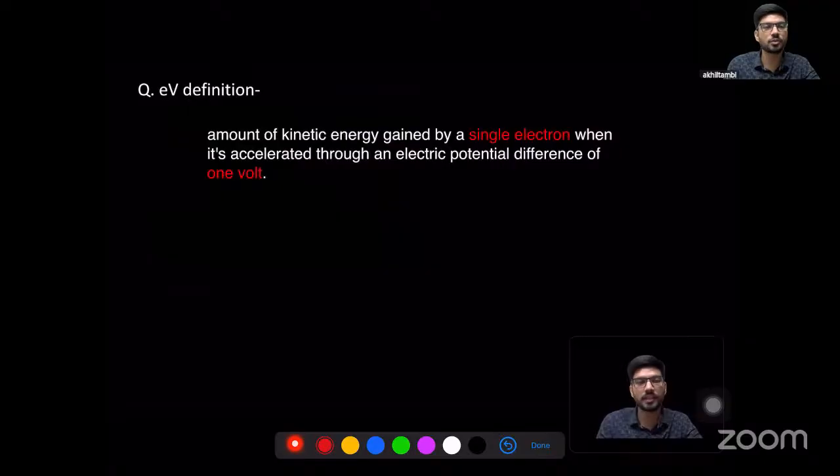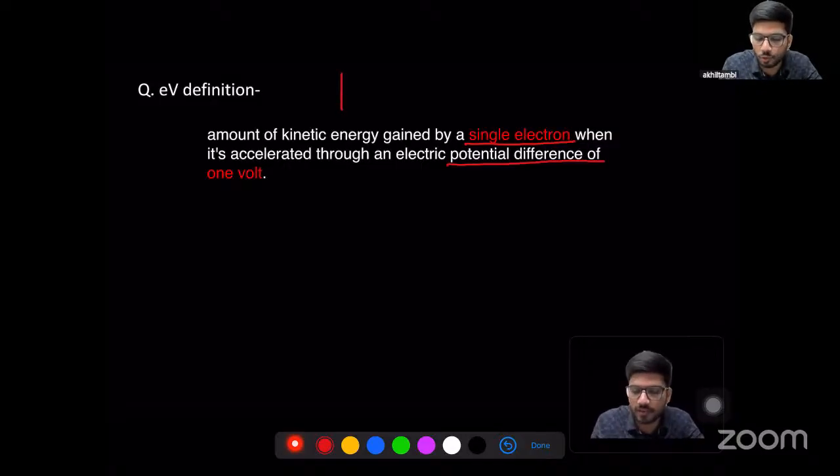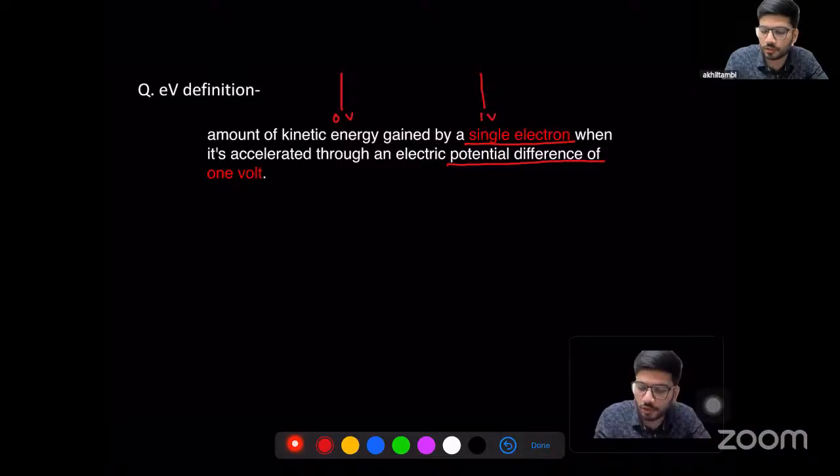Then the next question was just regarding 11th class physics, the electron volt definition. Very, very simple. Electron means a single electron, and volt means voltage. Voltage is potential difference, right? So a potential difference of 1 volt. Suppose we have two electrodes, and this one is of 0 electron volt, and this is of 1 electron volt. So there will be a potential difference of 1 electron volt.